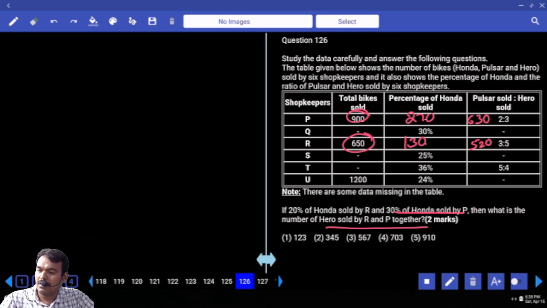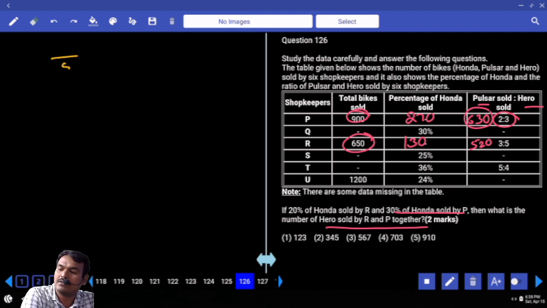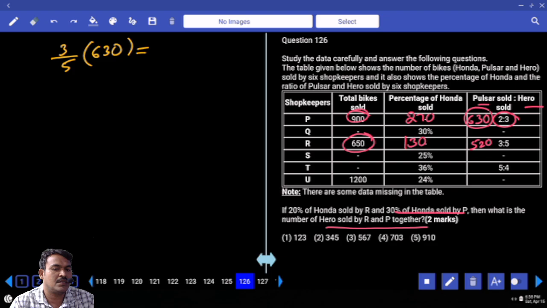In P, the total Pulsar and Hero is how much? 630. In that, the ratio is 2:3. Total how many parts? 5 parts. Out of 5 parts, Hero is how many parts? 3 parts. 3 by 5 of which one? 630. 3 by 5 means it is 60%. 60% of 630 is 378.